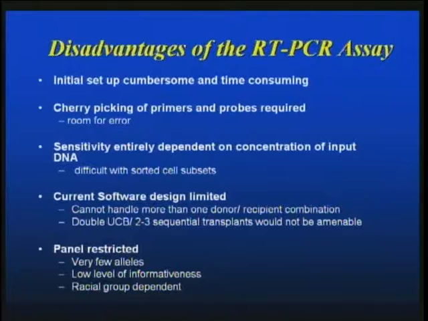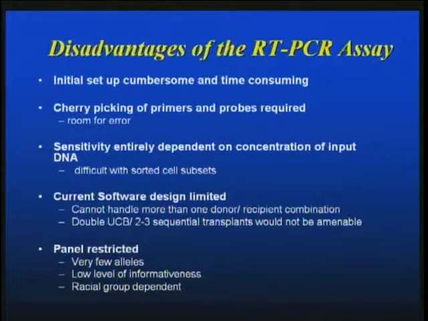So there's plenty of room for error, as you can imagine, especially in a lab the size of ours that handles as much testing as we do in the chimerism area. The sensitivity is entirely dependent on the concentration of input DNA. And this could be really hairy if you're trying to look at sorted cells, where sometimes all we get is 1 or 2 nanograms of DNA.